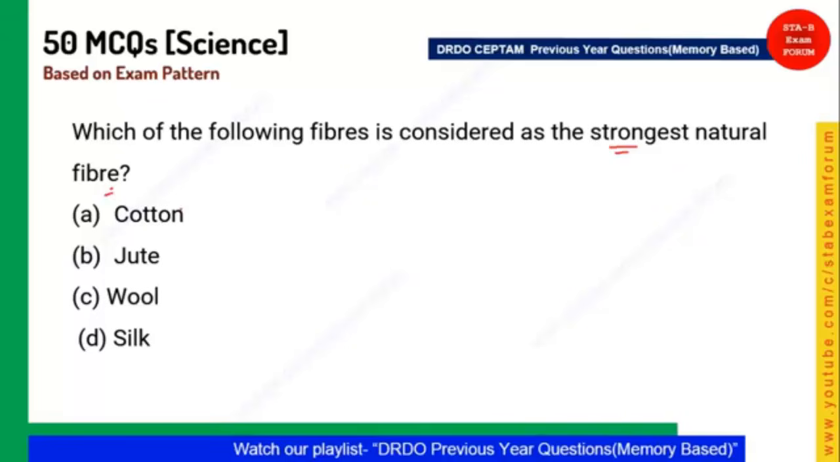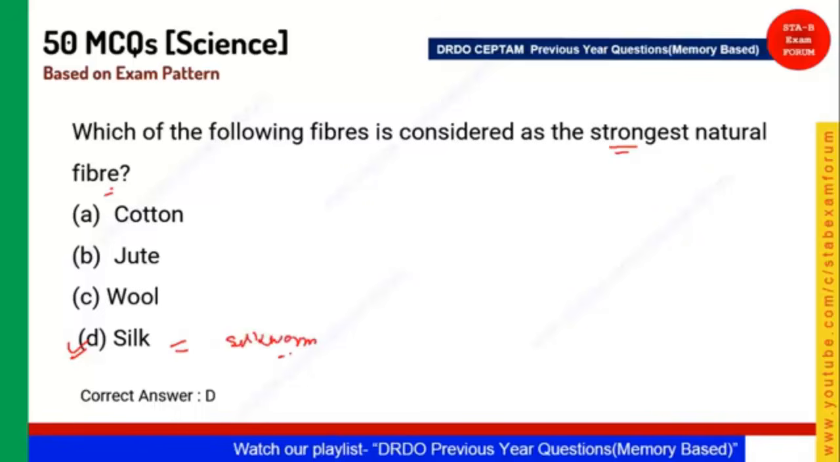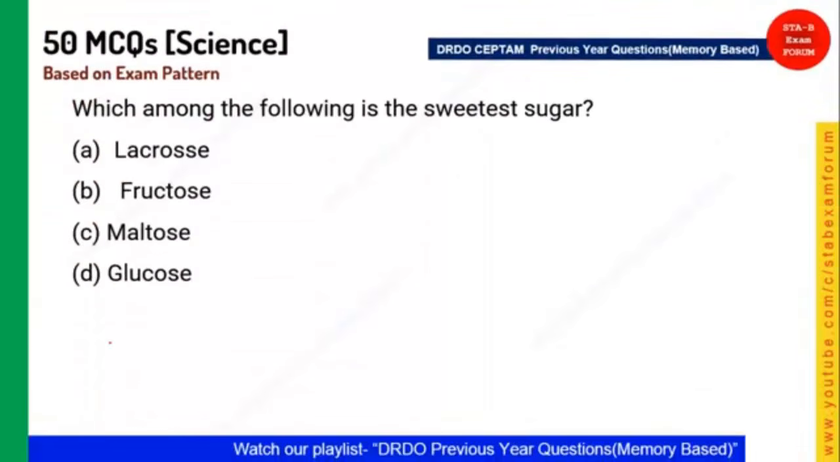As you know, the nature provide the strongest natural fiber in the form of silk, which is made from the silkworm. This is a natural fiber. Wool is also natural, jute and cotton, all these are natural, but silk is the strongest one. Let's see the next question.